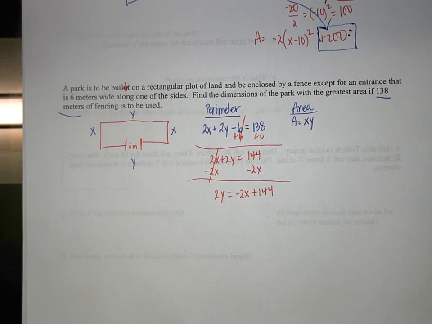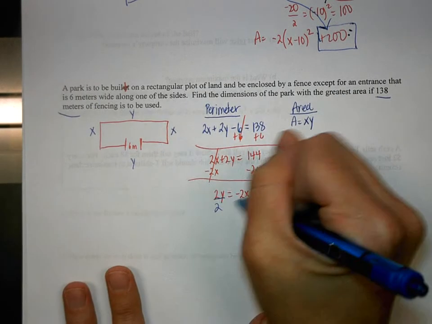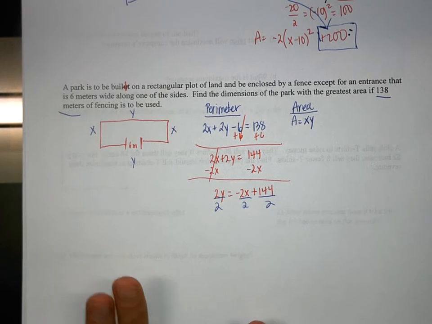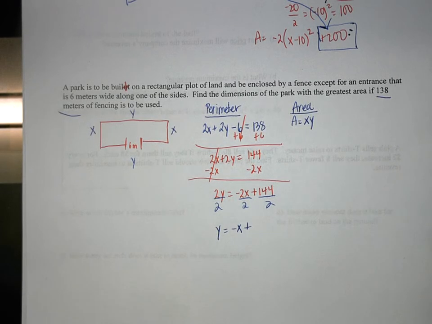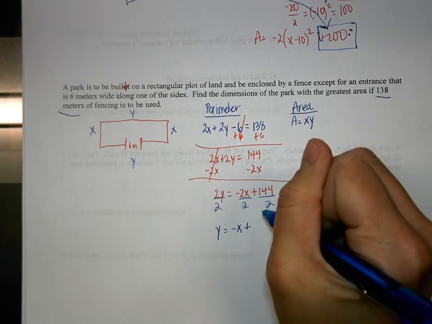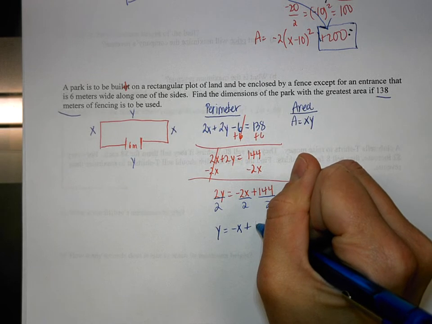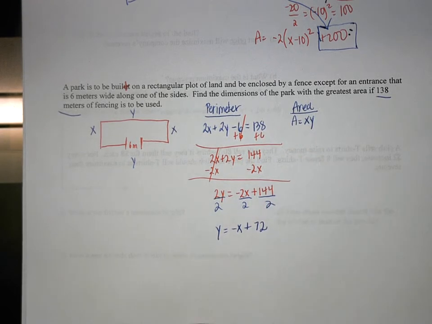Right now, does everybody understand all I'm doing is solving the perimeter formula for y so that I can substitute it in and only have one variable? Okay, so what will I do next? Good. When I divide by 2, it works out nice because all of these can divide by 2. And I get y equals negative x plus, and 144 divided by 2 is 72. Good. Do we have questions so far?